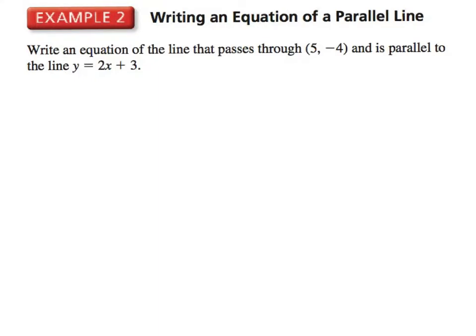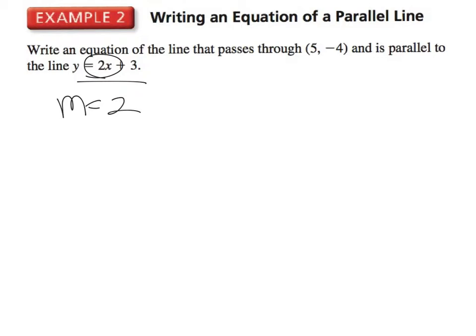Now in example 2, we want to write an equation of the line that passes through the point (5, -4) and is parallel to the line y = 2x + 3. Now I'm going to show you 2 different ways to do this. You only need to do one on an assessment or in proving to me your work. So what do we know? We know it's parallel. So if we look here, the slope is 2. Easy. If the slope is 2, we know the slope of the line we want to write is also 2.